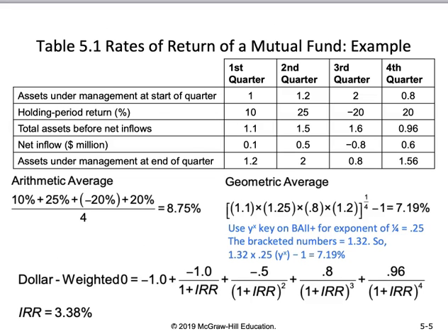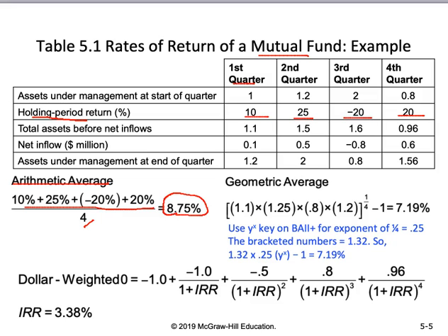So here are the returns of a mutual fund, and you can see the holding period return for each quarter is given here. We had 10%, 25%, then a negative 20%, and then a positive 20%. So the arithmetic average return is real simple. You just add those up, divide by 4, and you're calculating a simple average, and you get 8.75%.